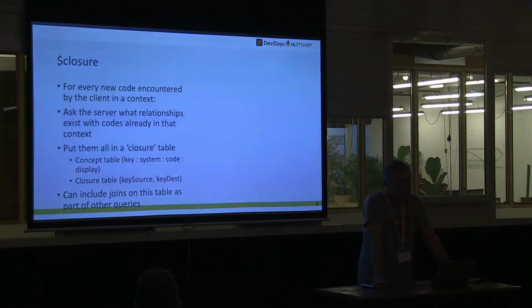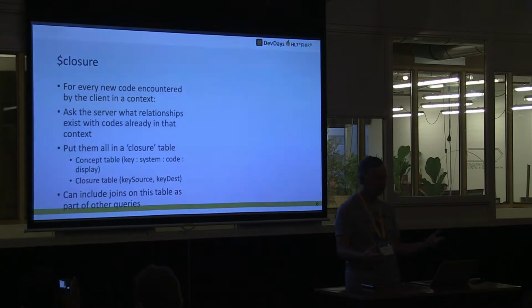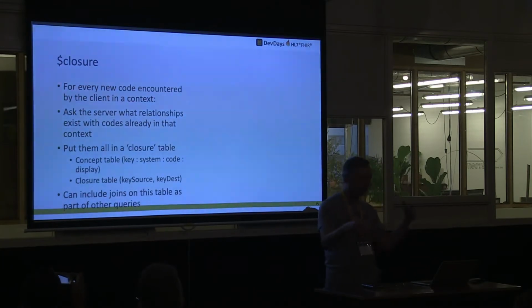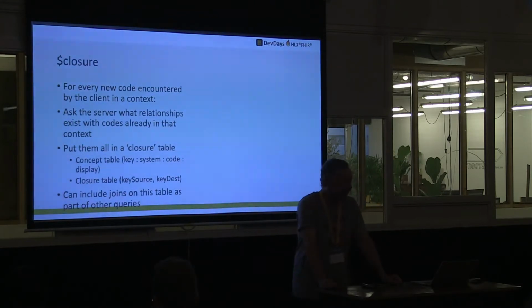So for every new code encountered by the client in some particular context, you ask the server what relationships exist with codes that are already in that context. Maybe you've already encountered some data, and then you got new data, and you want to know whether there is a relationship between these two things. You can ask the terminology server about that, and it can tell you. And in case you encounter those same comparisons again, which is very common, you have that data locally, and you don't have to hit the terminology server again to find that out each time.